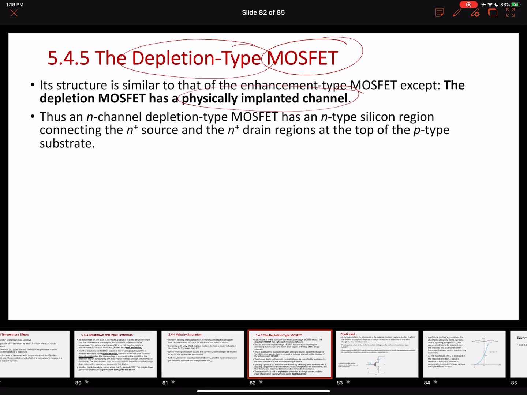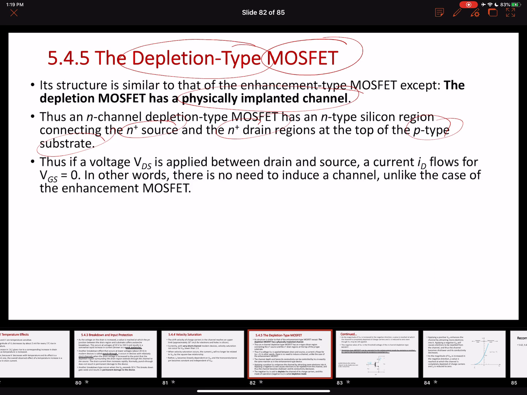So for a depletion type MOSFET, we still have the same thing: N-type source, N-type drain, and a P-type substrate. Now, an important thing is that even at a zero gate to source value, even when we don't apply any voltage to the gate to source terminal, or we just ground it, and we apply a drain to source voltage, a current will start to flow. So this is exactly the opposite of the enhancement type MOSFET. In an enhancement type MOSFET, we needed to induce a channel for its operation, otherwise it will not operate. For a depletion type, the channel is already there, so we just apply the VDS and the drain current will flow.